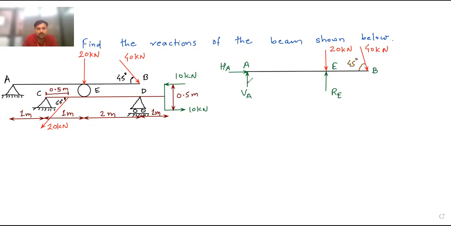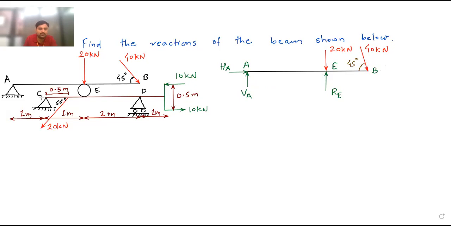Okay, so A to E distance, the total distance is 2 meter. Now I will not write the distances right now. So this is the given diagram first. This is for beam AB.